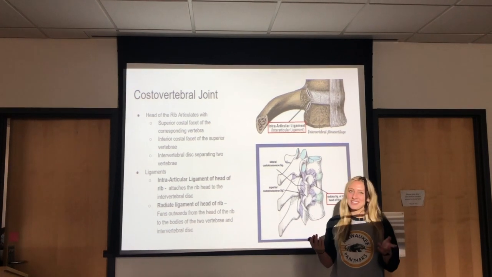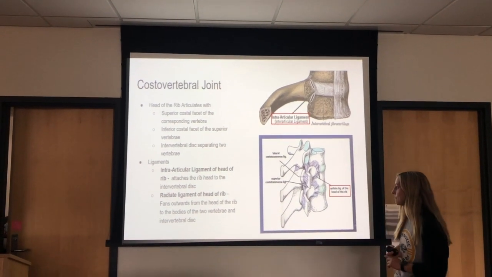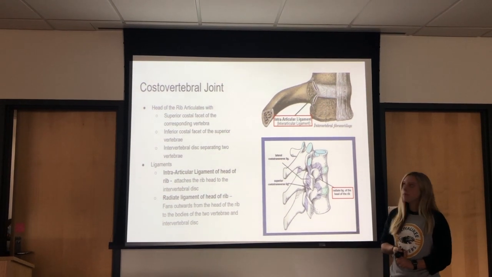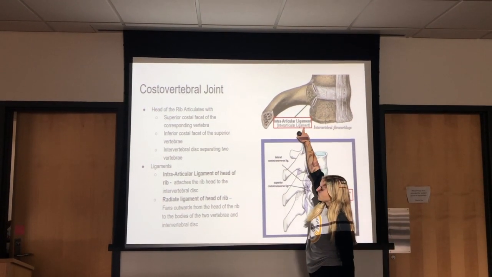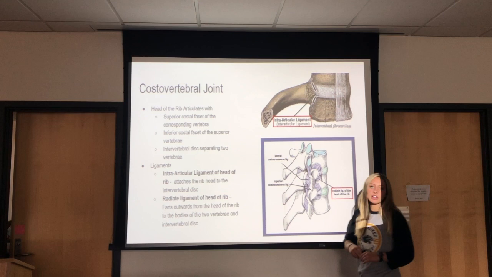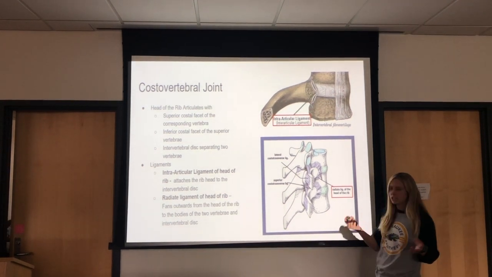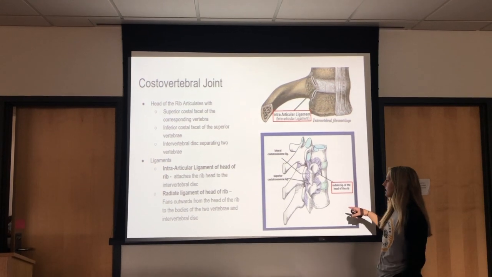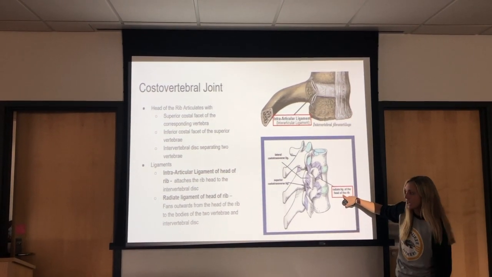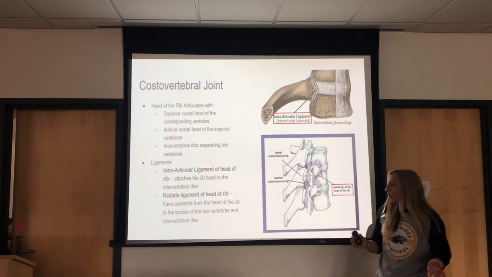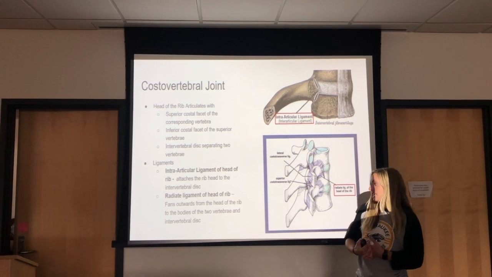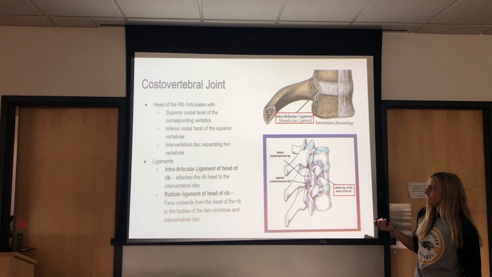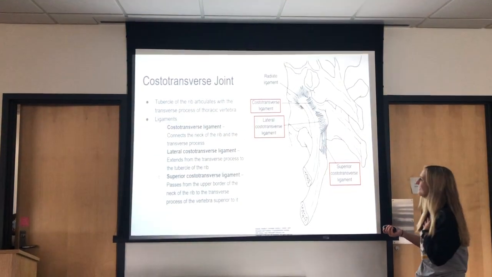And then for those, there are ligaments that help stabilize them. So we have the intra-articular ligament of the head of the rib. That's shown in this picture right here. It attaches the rib's head to the intervertebral disc. And then we have the radiate ligament of the head of the rib. That's going to be right here. And then it fans outward from the head of the rib to the bodies of the two vertebrae and intervertebral disc. Kind of out of breath from doing that.